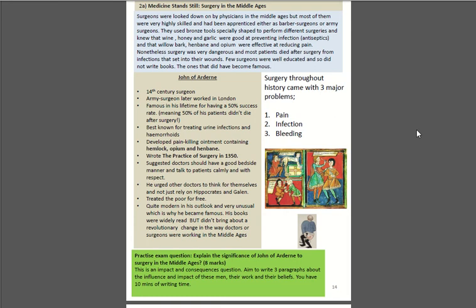He used pain-killing ointment, and he wrote the Practice of Surgery in 1350. He urged doctors to think for themselves and to not completely follow Hippocrates and Galen. He even treated the poor for free, and had quite a modern outlook on surgery. He was widely read in the medieval times, but didn't bring in a massive change.